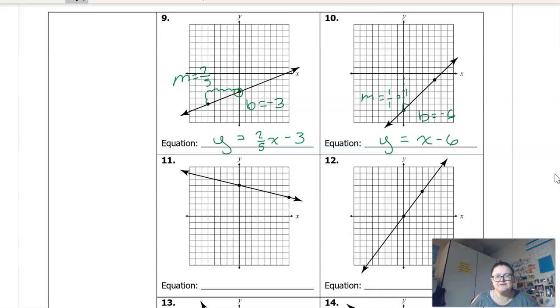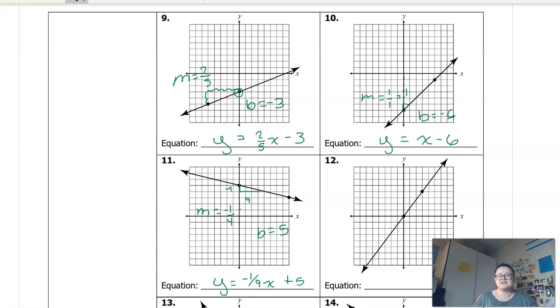Okay, for number 11. Again, it looks like we could go all the way down and over 1, 2, 3, 4, 5, 6, 7, 8. Or we could see that it goes down 1 over 4 right here. And so our slope is going to be negative 1 over 4. And our y-intercept is 3, 4, 5. So our equation is going to be y equals negative 1/4 x plus 5.